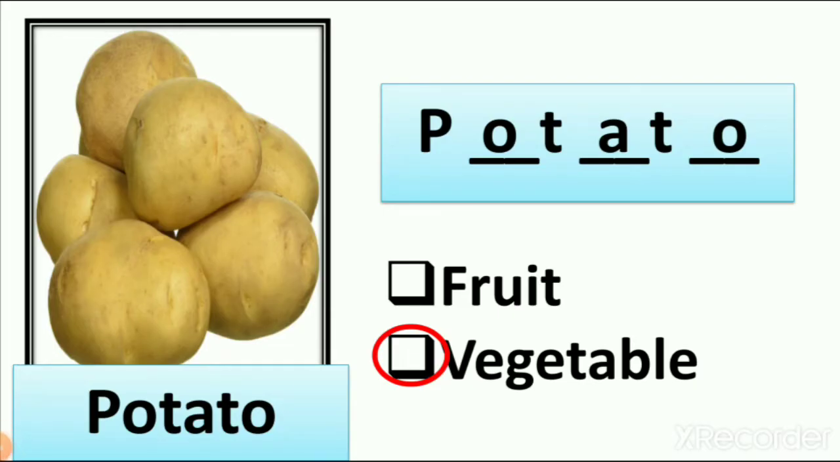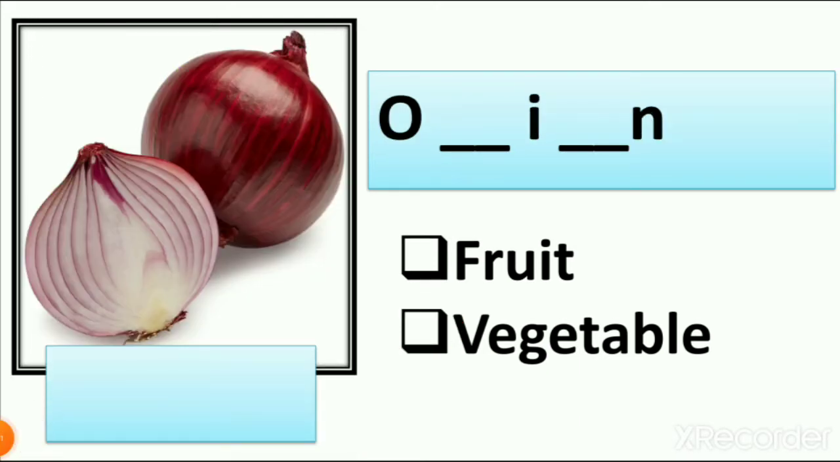So let's check which is the next food. So here is the food which we use in salad and in our food for taste. So which vegetable is it? Yes, it is onion. First we give the missing letters to onion because onion is missing some letters. So what is the spelling of onion?